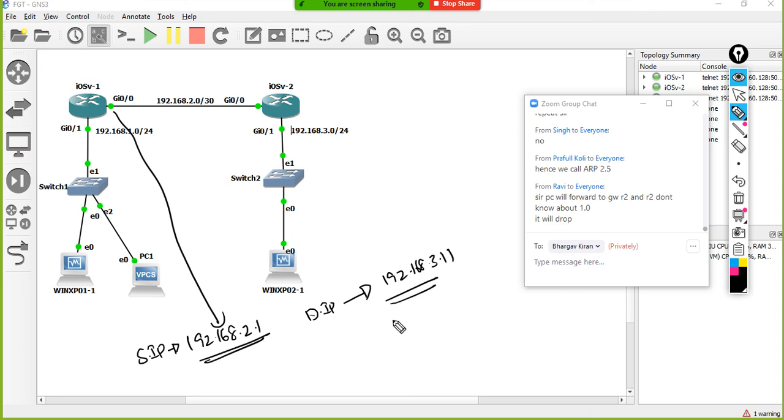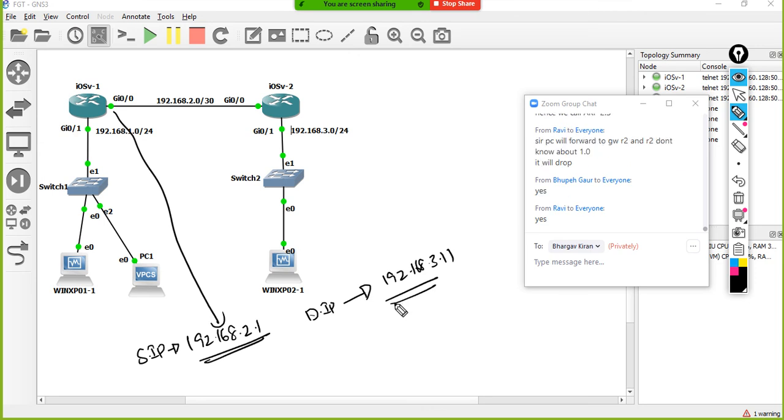Ravi, are you ready to give the answer? Ravi. Okay, tell me, what is the first step, Ravi? What will happen? First, what does router 1 do?